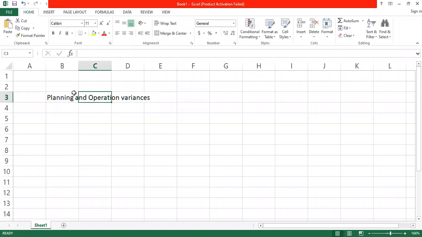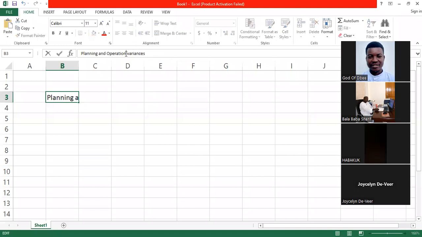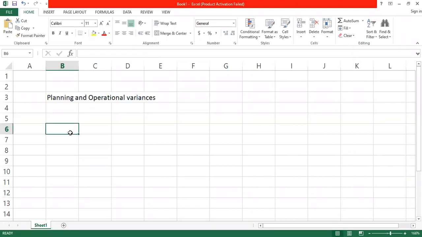If we are talking about planning and operational variances, what we are basically talking about is, you see, at the beginning of the year, before you start this particular class or before you register for a paper, you are saying that you are going to get 65% in NMEET. But two weeks into the class, you are now saying that no, you can't get a 65 again. You are going to get 60 in NMEET. What is happening there?